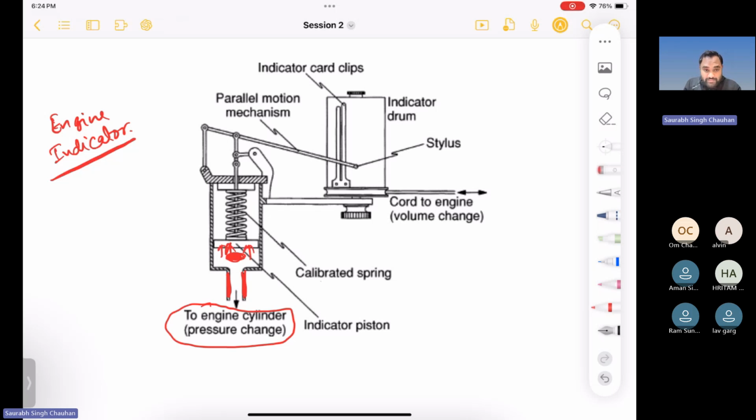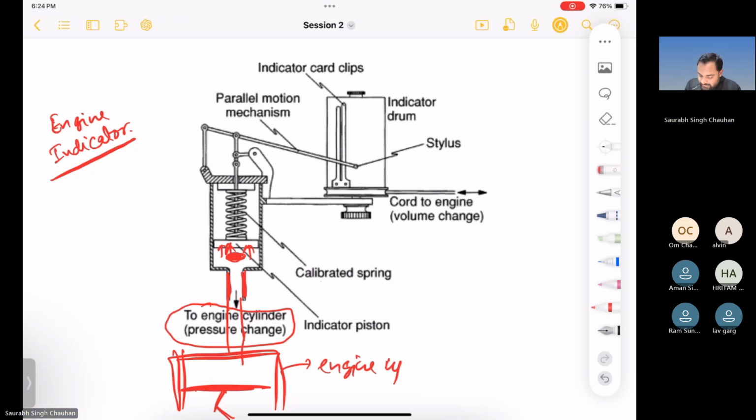Okay, please don't get confused. This part is connected to your engine. This is the engine cylinder and this is the engine piston, and this indicator is just connected with the engine. And this piston is the piston of the indicator.